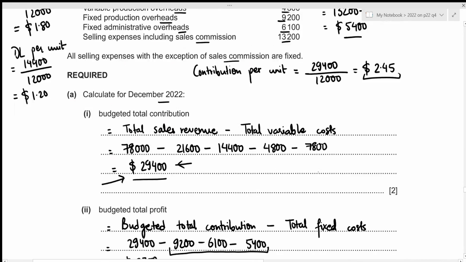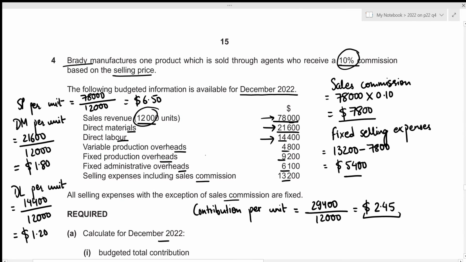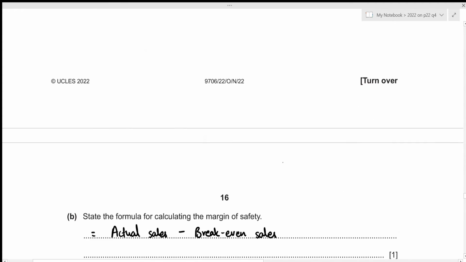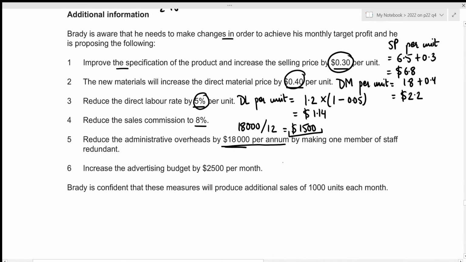Let's have a look above. The previous administrative overheads was 6,100. Now we need to subtract 1,500 from it. So the administrative overhead is going to be 6,100 minus 1,500, which results in the amount of 4,600. Then we need to increase the advertising budget by 2,500 per month.